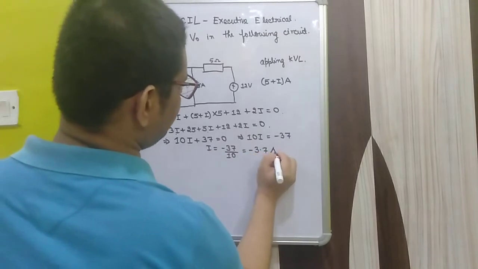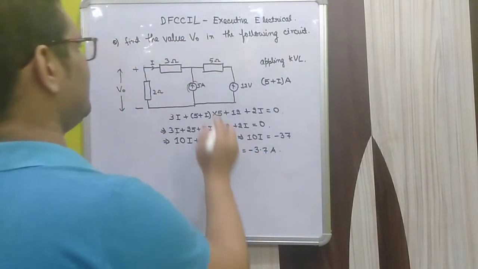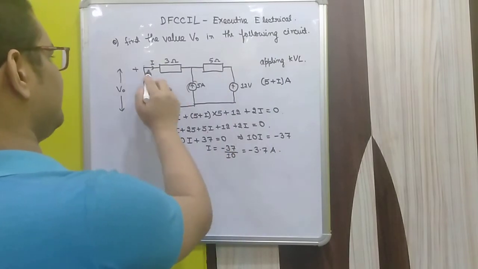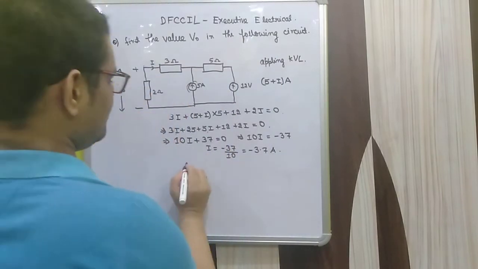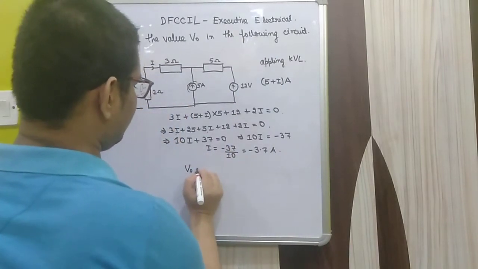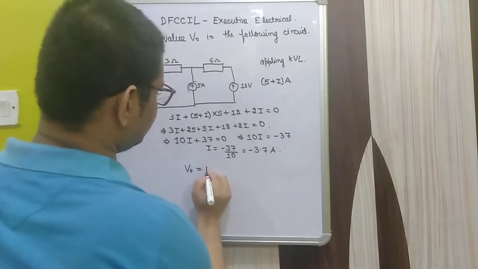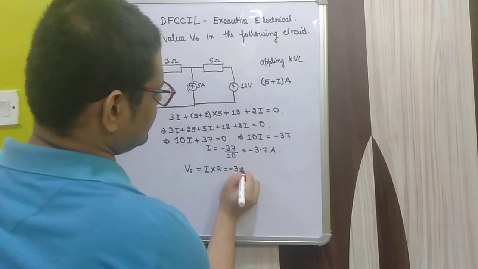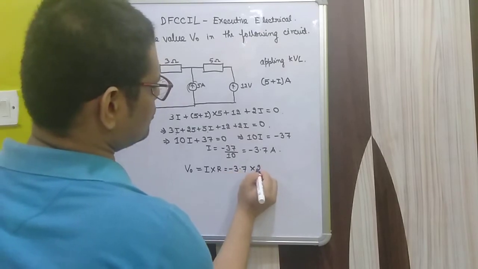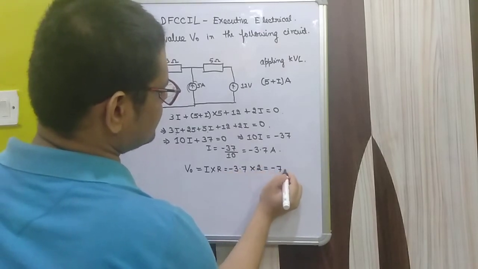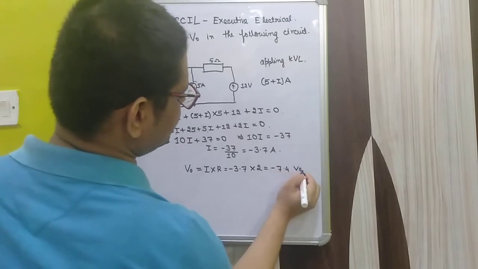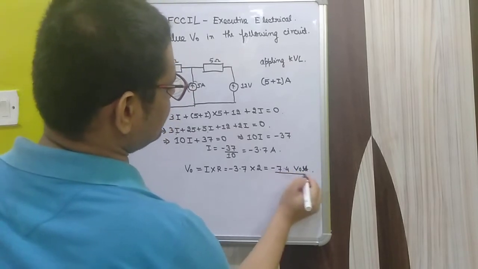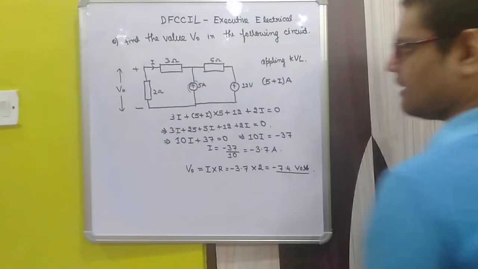Minus 3.7 ampere. So now we have to calculate the V naught in the circuit. So V naught we can see across 2 ohm resistance. So we can write V naught is equal to I into R, and so it is minus 3.7 into 2. So the final answer will be minus 7.4 volt. So this is the final answer. I hope we have understood how I have calculated.